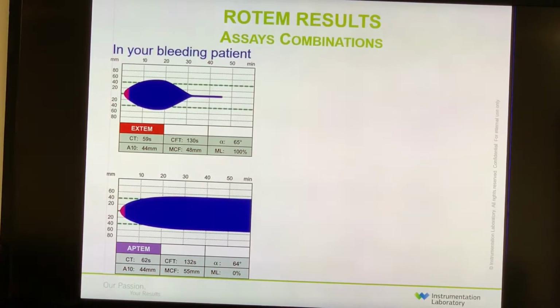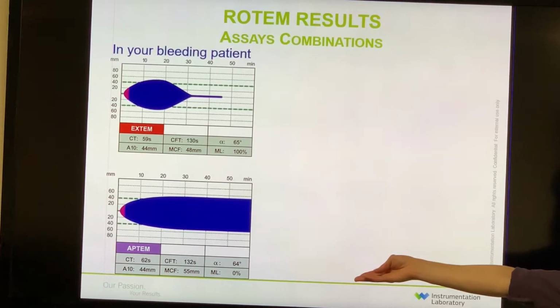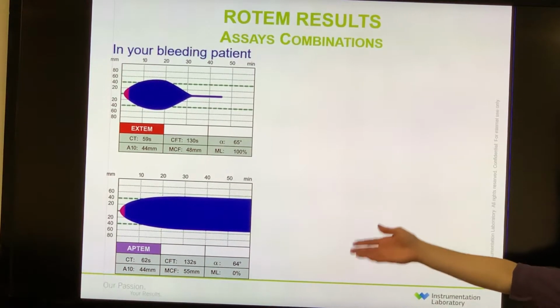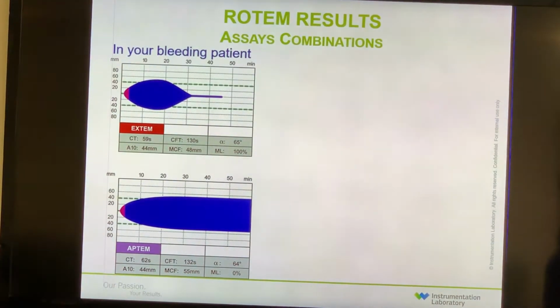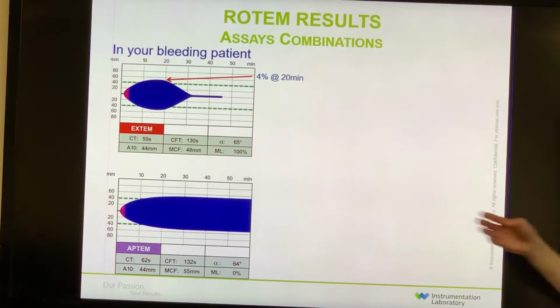This is highlighting that fish shape, clearly a fish shape in the EXTEM, and the APTEM that has the antifibrinolytic in it, a wine glass shape, so it's an overactivity of plasmin, and they're using the ML parameters.